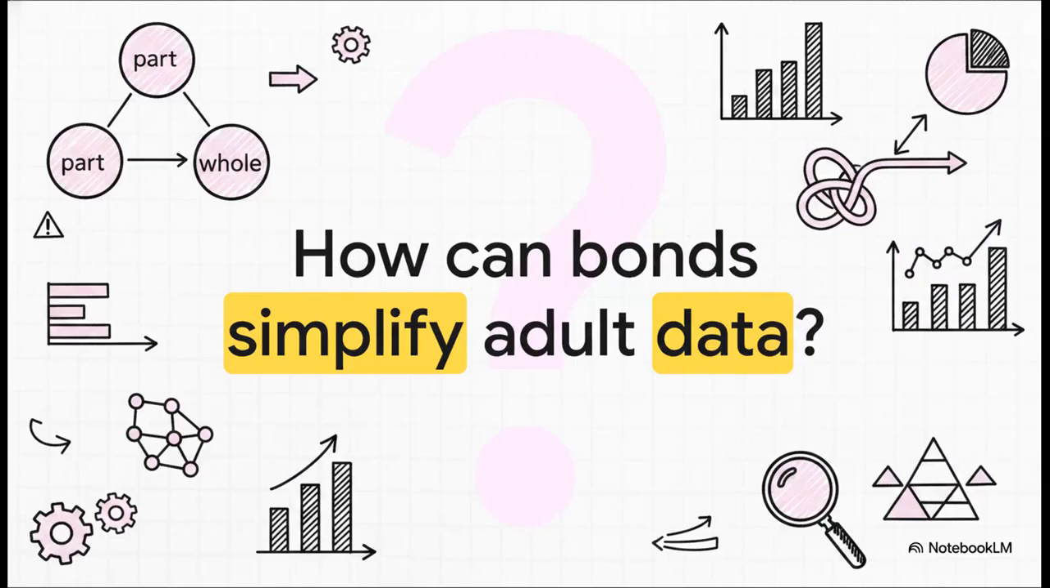Which leaves us with a fascinating question to consider as we wrap up. If breaking down information into these clear, part-whole visual bonds makes abstract math this intuitive for young kids, how could we use similar visual structures to simplify the complex, overwhelming data we face in our own adult lives? I mean, sometimes the most advanced understanding comes from the simplest visual foundations.